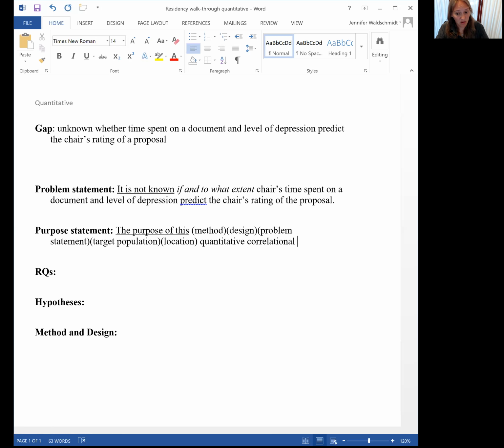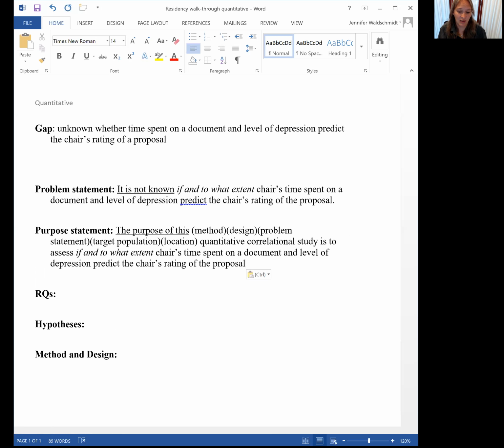So the purpose of this quantitative correlational, I'm going to throw in a few words here just so that this problem statement fits in, study is to assess, and then I'm going to literally paste my problem statement in here. If and to what extent chairs' time spent on a document and level of depression predict the chair's ratings of the proposal. Now I have to talk about our target population. Population is a broad group. The target population is a subset of that broader group. And then your sample comes from that target population. So we're going to say that we are going to study chairs at a private university.